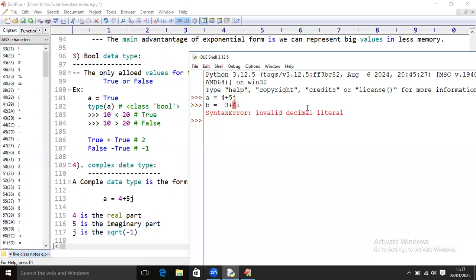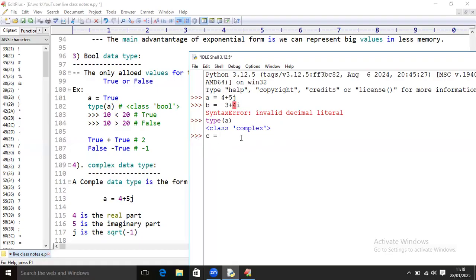Let's try with another. But before trying another input, let's check which data type we have given in the past. Type of a. So here, this is the complex data type. Now we can try another input.